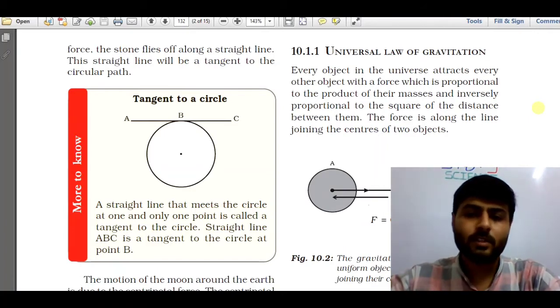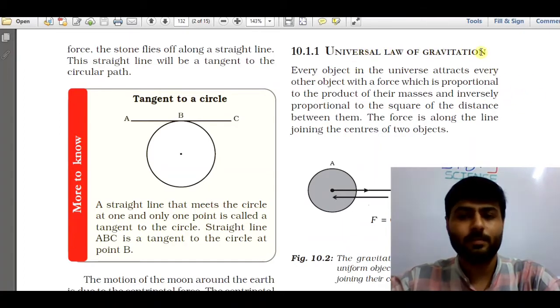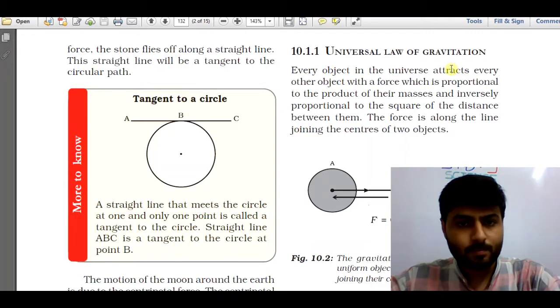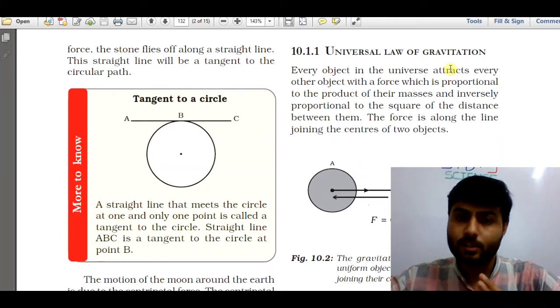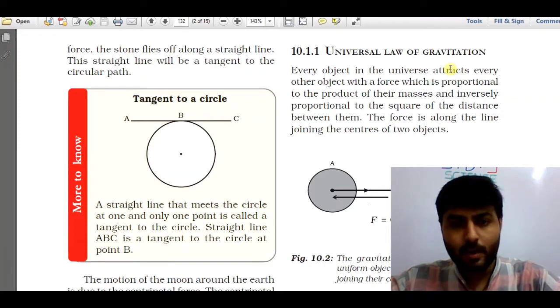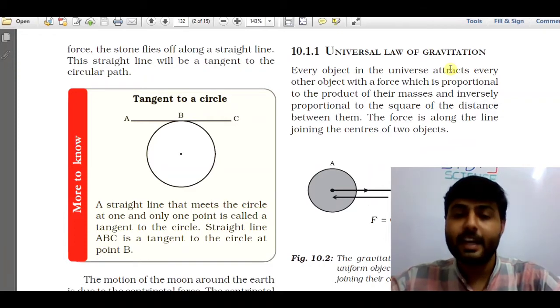10.1.1 Universal Law of Gravitation. By the word universal, we mean this law can be applied to anything in this world. So this law is called the universal law because it is applicable to the whole universe, whether it is a terrestrial body or a celestial body. It can apply to any body in the universe. So this is called the universal law of gravitation.